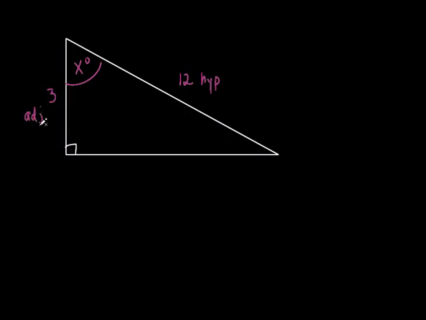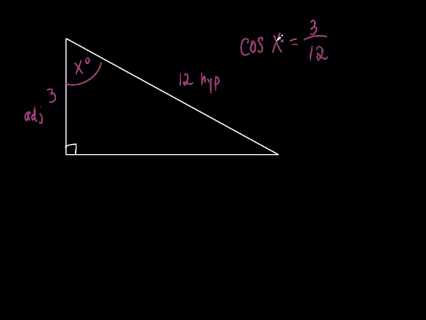So which trig function uses adjacent and hypotenuse? CAH. It's cosine. Right, it's the cos, C-A-H. So what do we take the cosine of? The angle, right, which in this case is x. You always take the sine, cosine, and tangent of the angle. Don't ever take the cosine of 3 or the cosine of 12. Doesn't make any sense. You can only take the cosine of the angle. So it's adjacent over hypotenuse: 3 over 12.